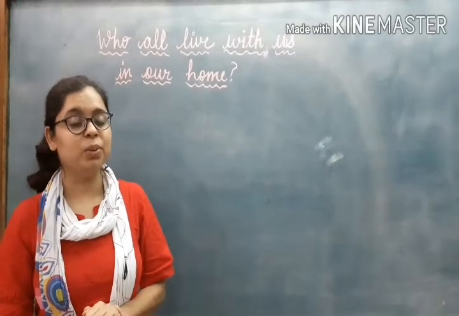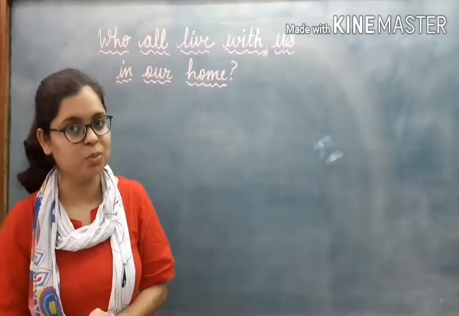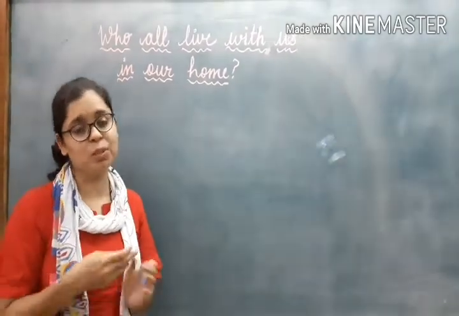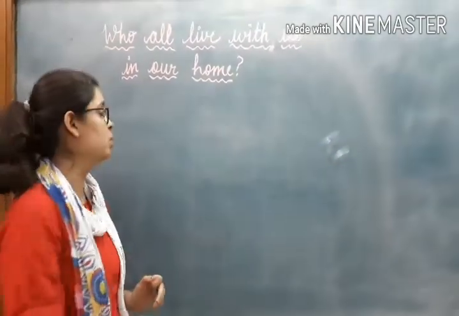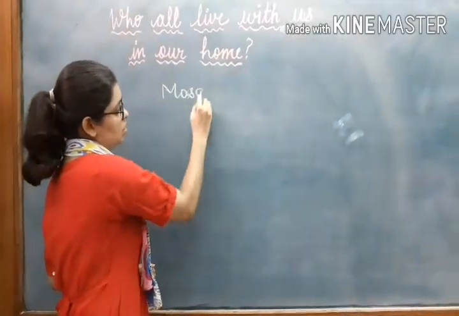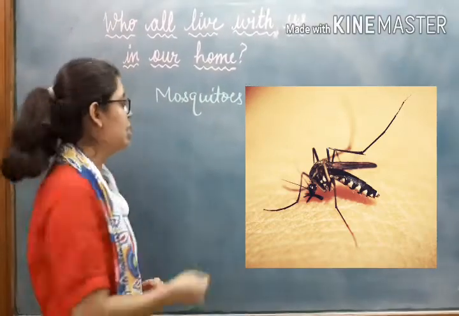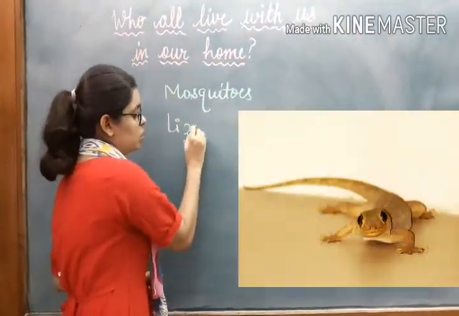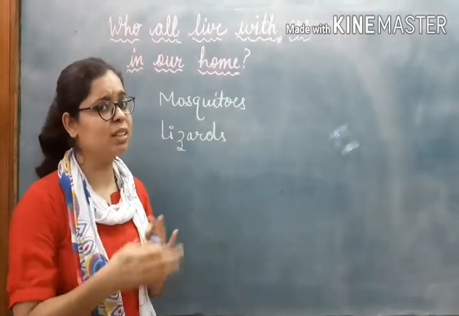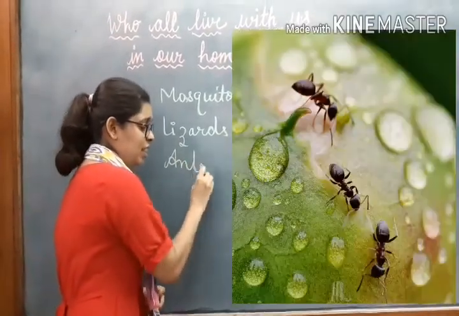So now children, can you name some animals which may be staying with us in our home? I am writing here the names of some animals which may be staying with us in our home. So I am starting with the mosquitoes. Yes, you have seen mosquitoes in your home, right? And there are lizards also, right? And who are the other animals which are staying with us? There are ants. चींटियाँ देखी है ना आपने?